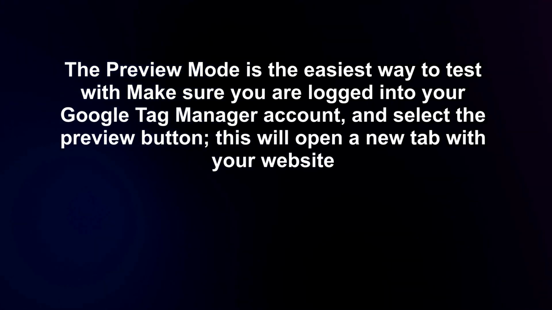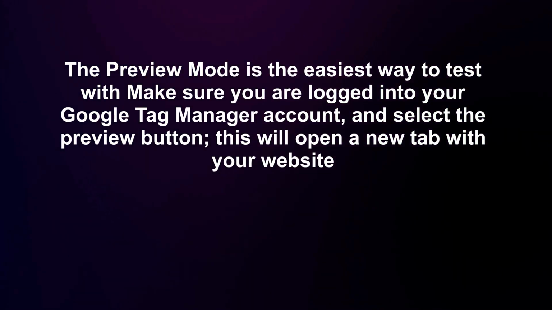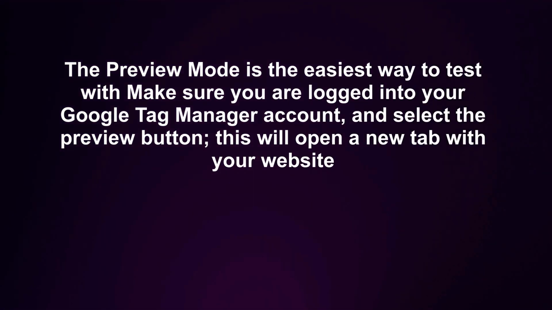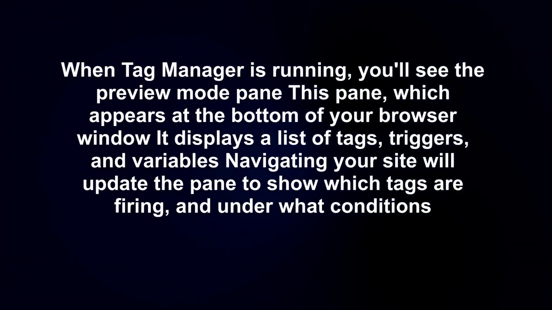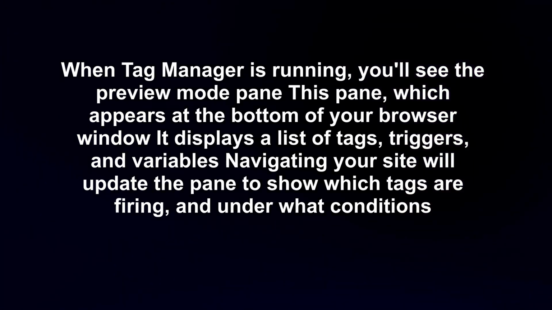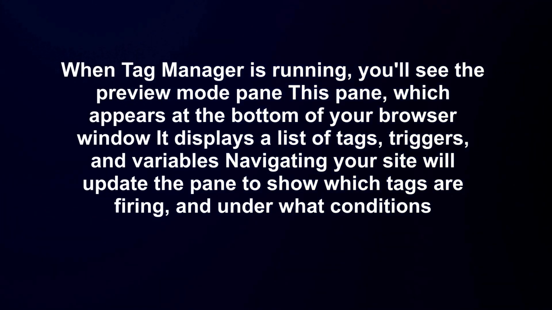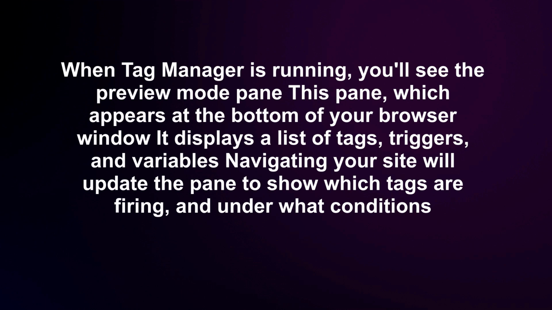Make sure you are logged into your Google Tag Manager account and select the preview button. This will open a new tab with your website. When Tag Manager is running, you'll see the preview mode pane. This pane, which appears at the bottom of your browser window, displays a list of tags, triggers, and variables. Navigating your site will update the pane to show which tags are firing and under what conditions.